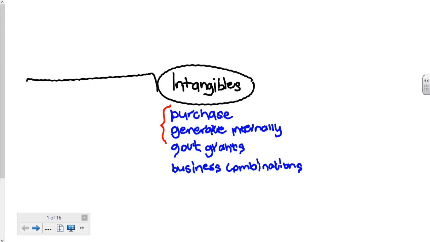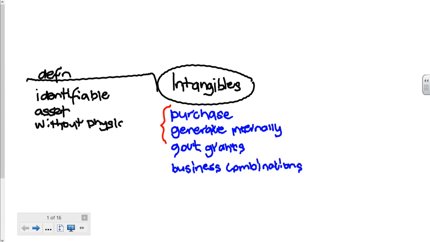And maybe we should start with definition. What is an intangible? The statement defines an intangible as an identifiable non-monetary asset. The only reason that they put the non-monetary in is because all our monetary assets are financial instruments, so that's not so important. An identifiable asset without physical substance.